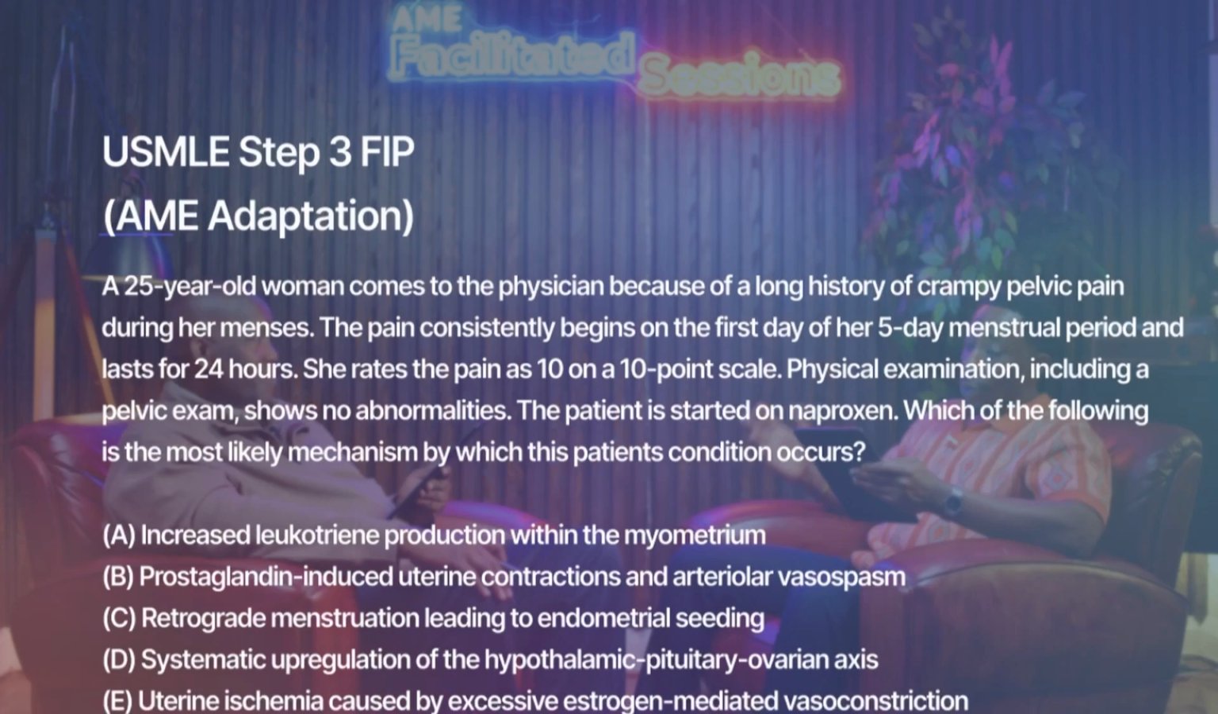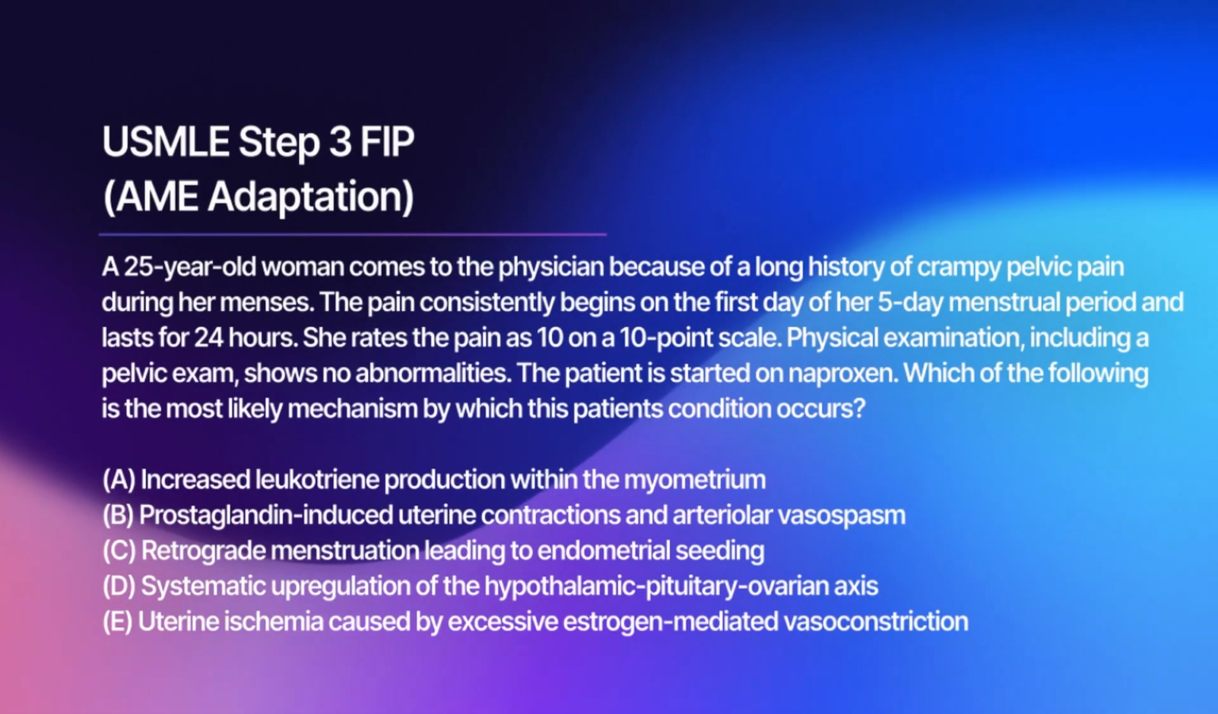All right. So a 25-year-old woman comes to the physician because of a long history of crampy pelvic pain during her menses. So that's the same as the step 2 CK question, giving some clinical sequelae. The pain consistently begins on the first day of her 5-day menstrual period and lasts for 24 hours. She rates the pain as a 10 out of 10 on a 10-point scale. Still the same as the last clinical vignette. Physical examination, including a pelvic exam, shows no abnormalities. Exactly the same. The patient is started on naproxen.